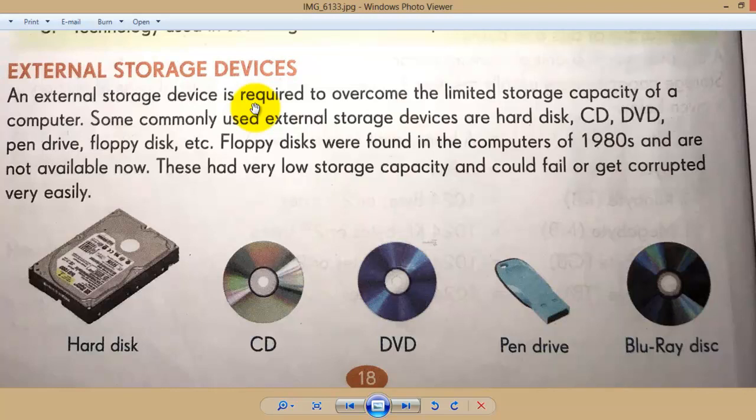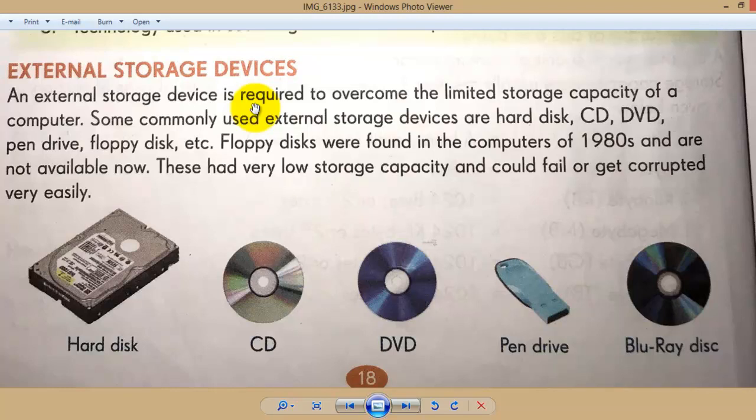So let's see. An external storage device is required to overcome the limited storage capacity of a computer. So if our computer memory is full and we cannot store any more files in our computer, we need an extra external device to store our files and data. Some commonly used external storage devices are hard disks, CD, DVD, pen drive, floppy disks, etc.